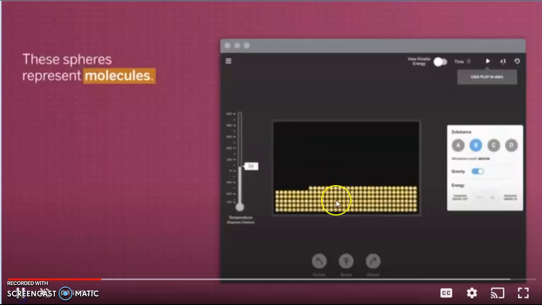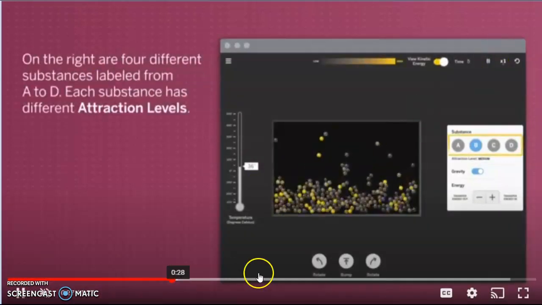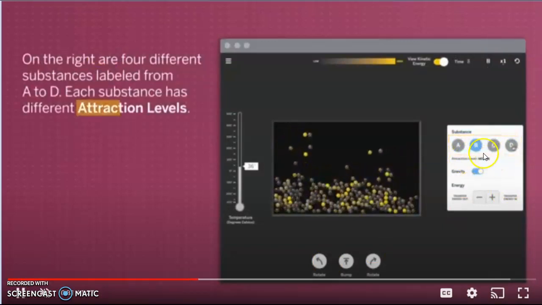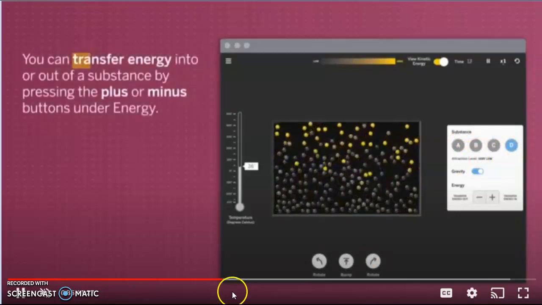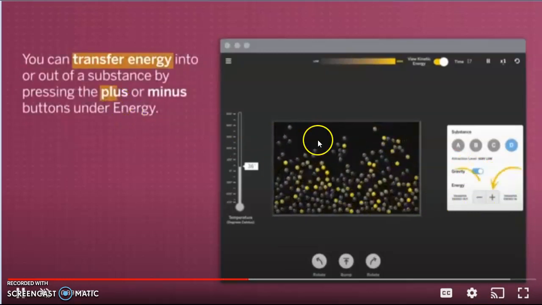So remember the spheres that you see represent molecules. And those molecules, you can hit play and observe their motion. And on the right, as we said, there are 4 different substances. Each has different attraction levels. So you can change those substances and see how they are differently attracted. You can transfer that energy in by pressing the plus or minus.